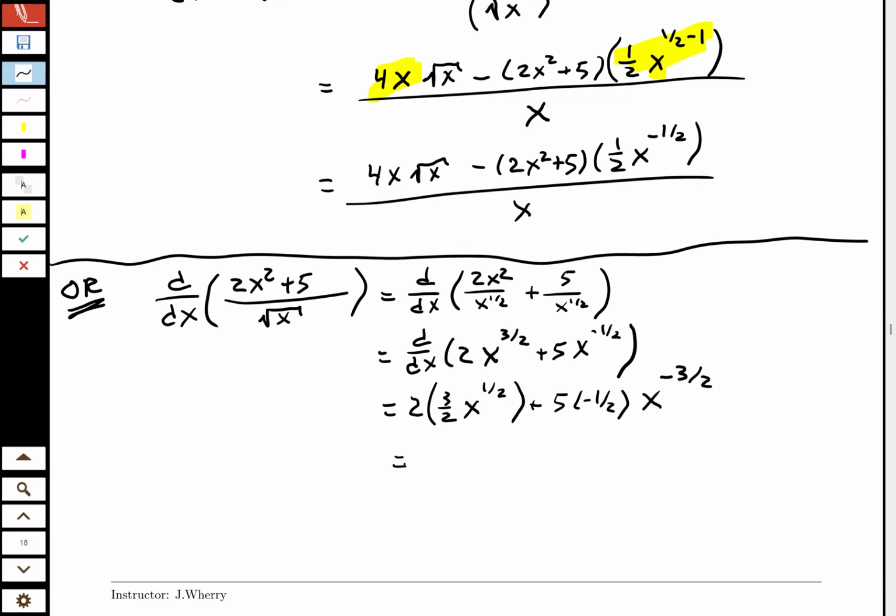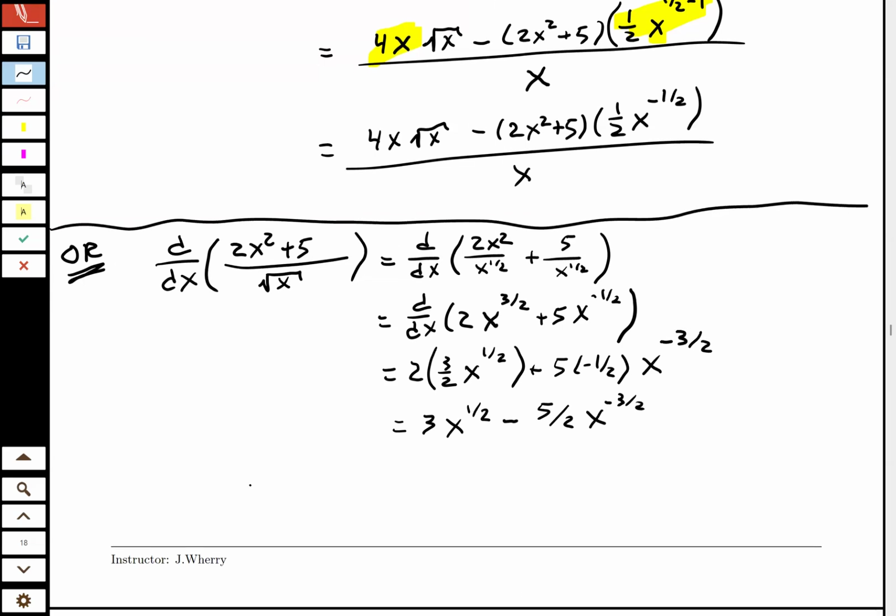Combining together some of these things, 3 over 2 times 2, that just gives me 3x to the 1/2 power. A positive times a negative is going to make this minus 5 over 2x to the minus 3 over 2. While these two derivatives are equivalent, you may notice that when you simplify first, you do not have to use as many rules, and your final answer looks much, much cleaner.